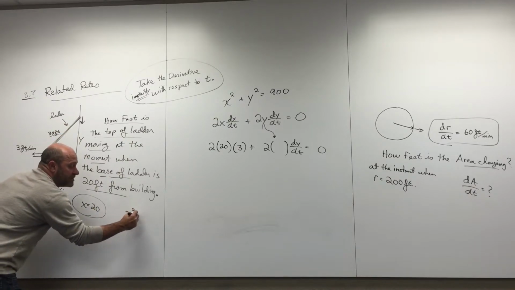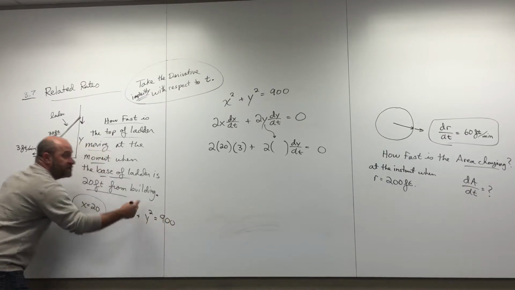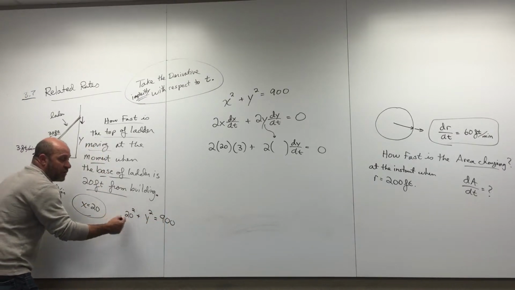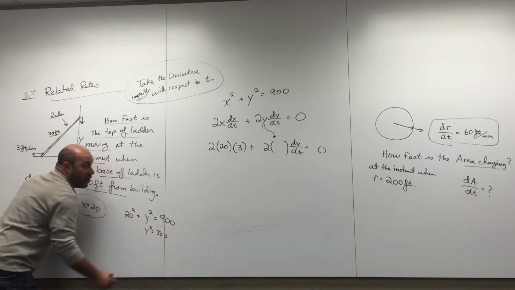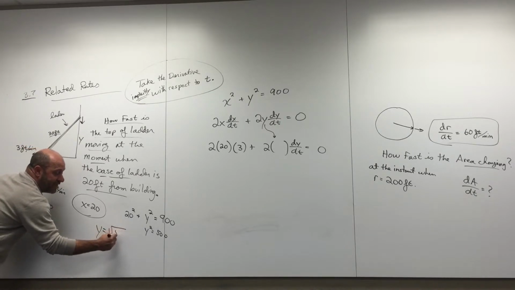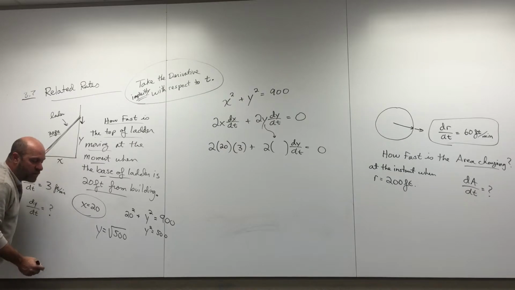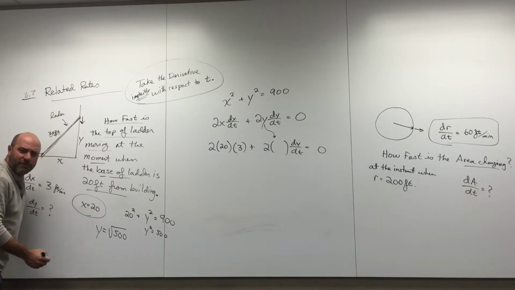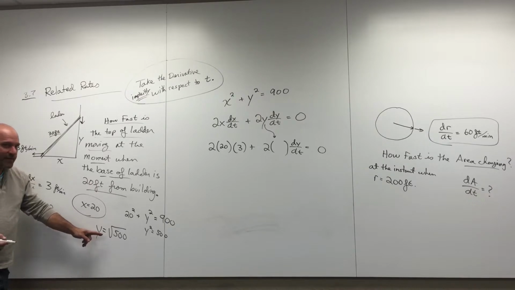Sure. 20 squared and y squared equals 900. Back to the original equation. That's a 400. When you subtract 400, y squared is 500. Can I just call y the square root of 500? Or 5 square roots of 10? Or no, 10 square roots of 5? 100 times 5? 10 square roots of 5, I think it is.